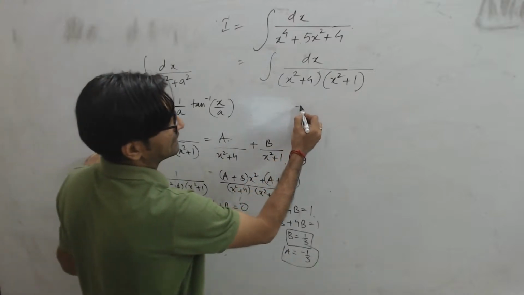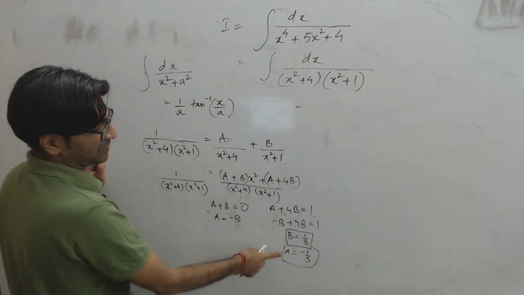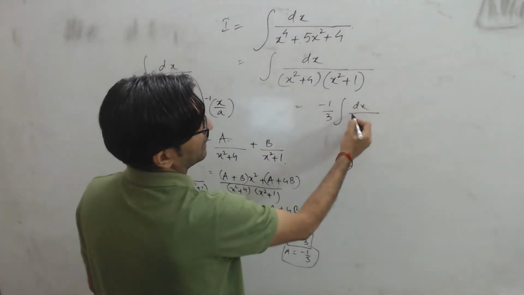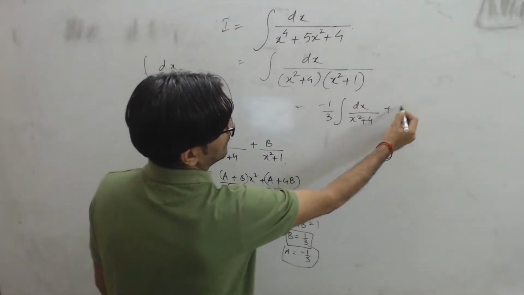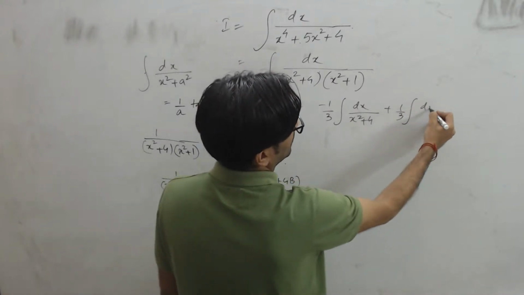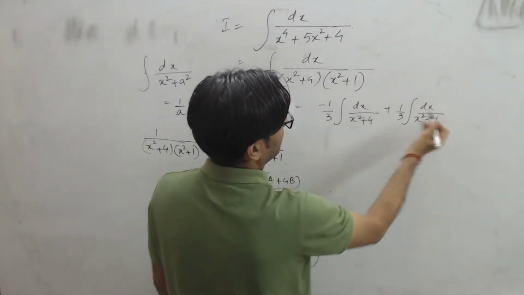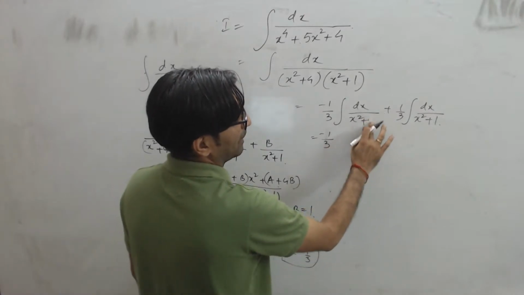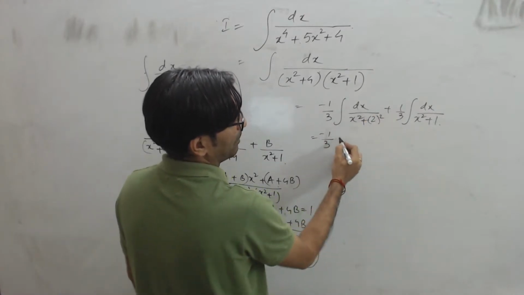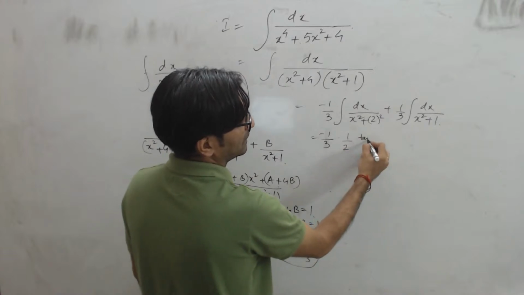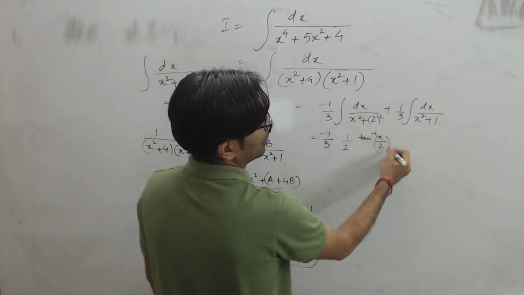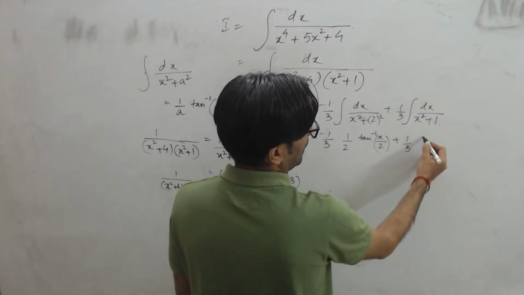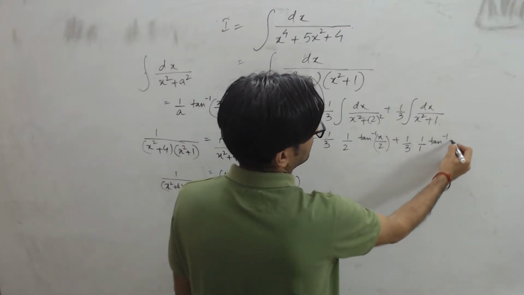So what does this split as? This will be split as negative 1 by 3, minus 1 by 3 integral of dx by x square plus 4, plus 1 by 3 into integral of dx upon x square plus 1, and then tan inverse. So this will be x square plus 2 square, so 1 by a, 1 by 2, tan inverse x by 2 plus 1 by 3. Here a is 1, so 1 by a will be 1. Tan inverse x by 1.